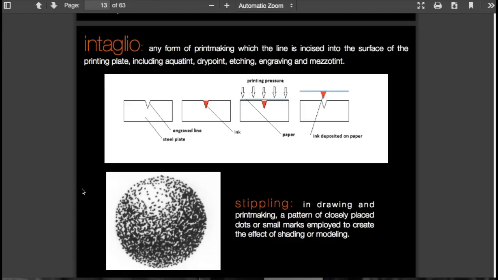Okay, so we want to look at intaglio printmaking. So this is different than relief printmaking. Where in relief, we're cutting away and what is left raised is what we print on.